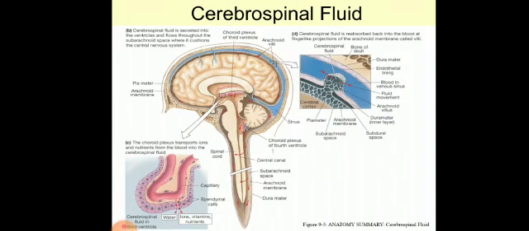Now what do you actually mean by the cerebrospinal fluid? The cerebrospinal fluid is a fluid which is present in the ventricular system of the brain, the subarachnoid space of the brain and the spinal cord, and the central spinal canal. Now, the brain and the spinal cord are surrounded by three membranes. You have the dura mater, the arachnoid mater, and the pia mater.